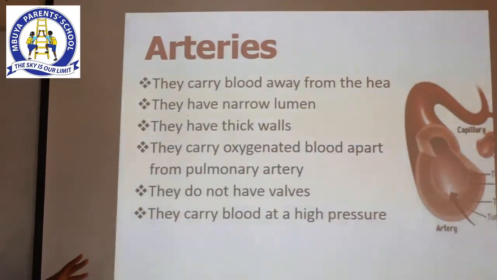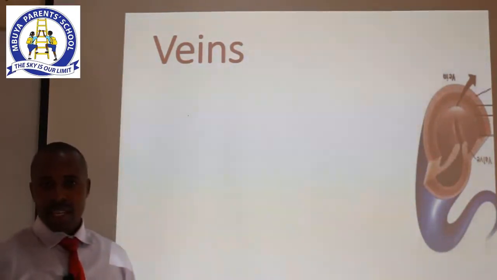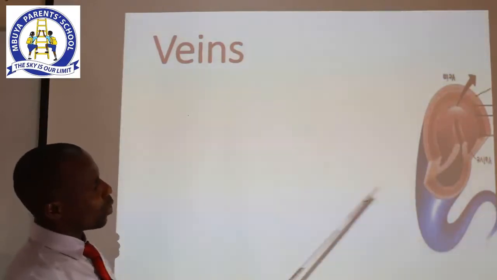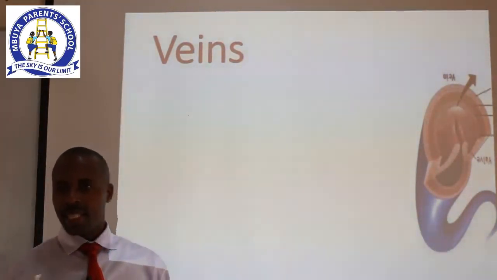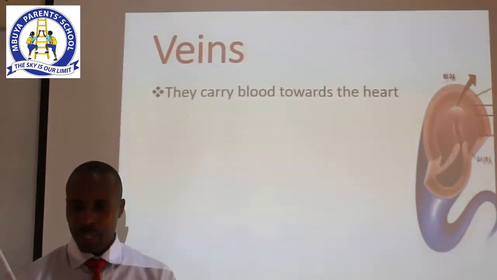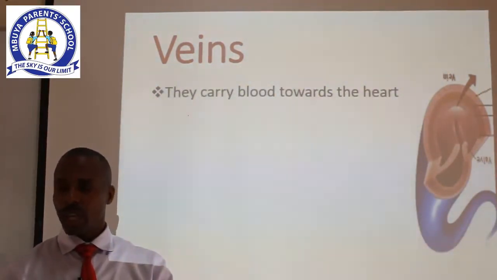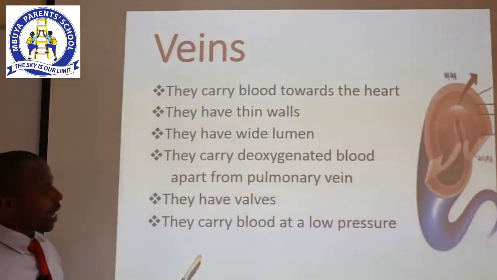Now let's go to another type of blood vessels, the ones we call the veins. The veins are blood vessels that carry blood towards the heart. The other ones carry blood away from the heart. Those were the arteries. Now we are looking at the veins. These carry blood at a low pressure.